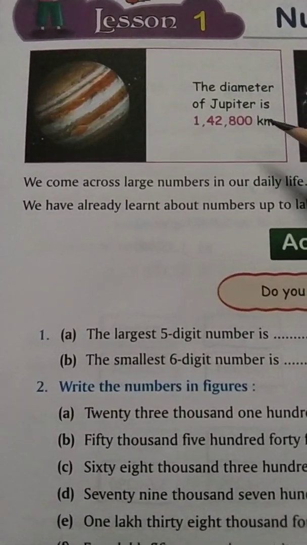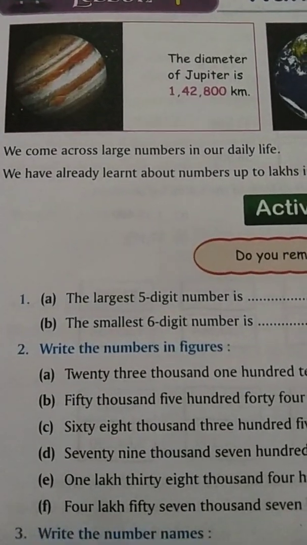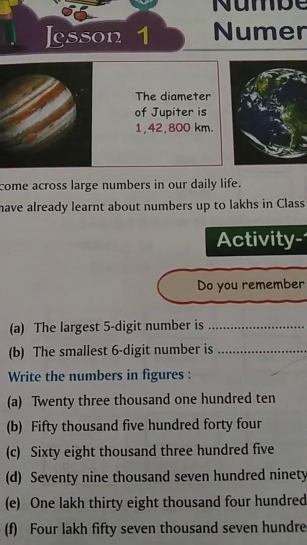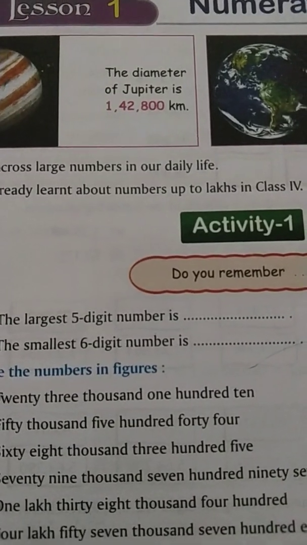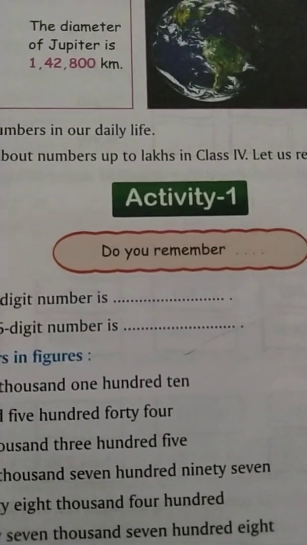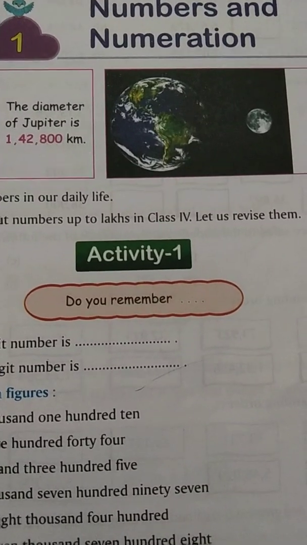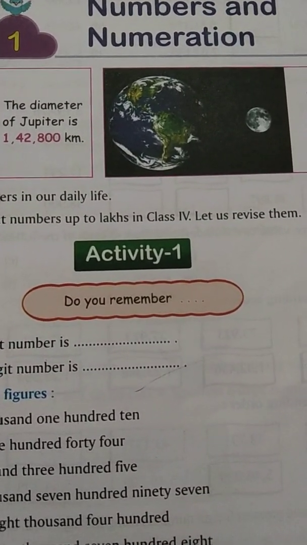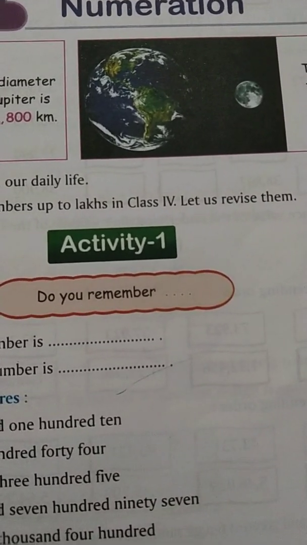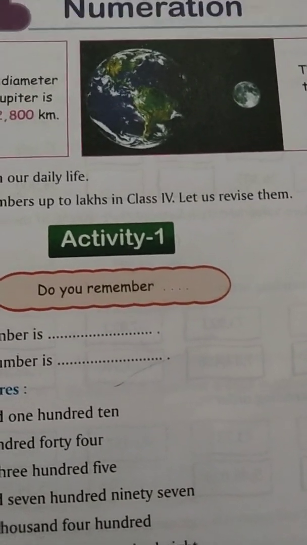In class 4 we have done the numbers till lakh places, lakh and 10 lakh. In this chapter you will learn about numbers more than lakhs, reading and writing large numbers in both the systems, Indian and international place value system, place value and face value, expanded forms, comparison between large numbers, and formation of greatest and smallest numbers using given numbers.